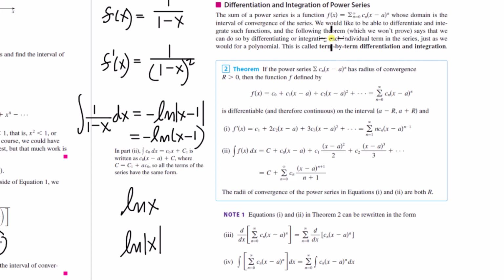Okay, and so again, they state this theorem that we didn't prove here. It's for any power series that has a radius of convergence greater than 0, which includes infinity, then it's differentiable and continuous on the radius of convergence, or the interval of convergence not including the endpoints, and you could differentiate it this way. Okay, now you could also integrate the power series, and this is really simple as well.